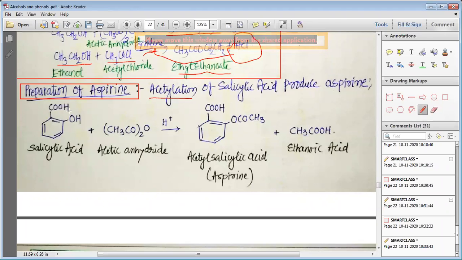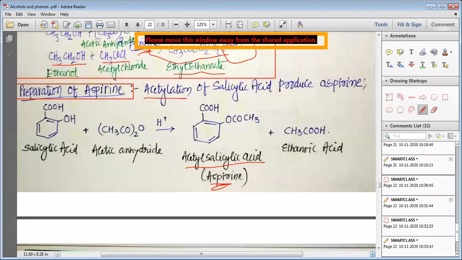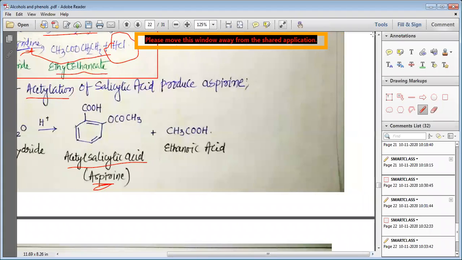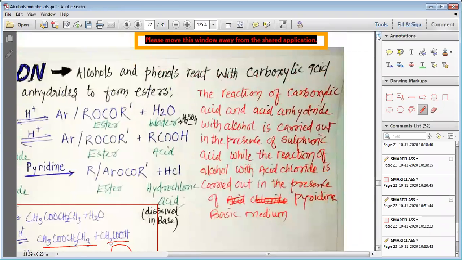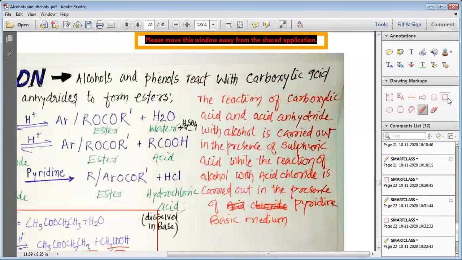So when salicylic acid is allowed to react with acetic anhydride, it produces acetyl salicylic acid, which is also known as aspirin. And this is how aspirin is prepared from salicylic acid. So this is how, my dear students, we understand the preparation of aspirin using the esterification reaction.